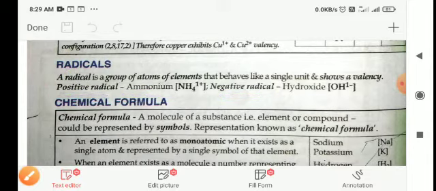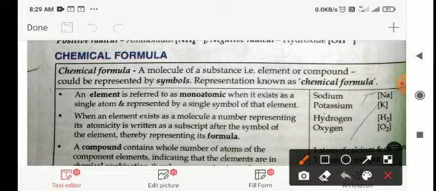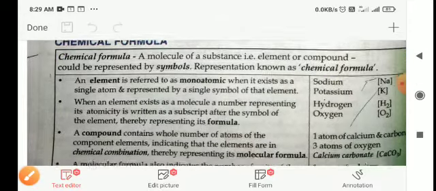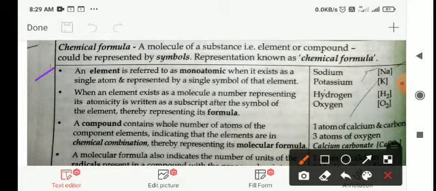What is the chemical formula? A molecule of a substance, that is an element or compound, can be represented by symbols, and that is known as the chemical formula. An element is referred to as monoatomic when it exists as a single atom and is represented by a single symbol of that element. For example, sodium, potassium, hydrogen, oxygen are monoatomic elements. When an element exists as a molecule, a number representing its atomicity is written as a subscript after the symbol of the element, thereby representing its formula.